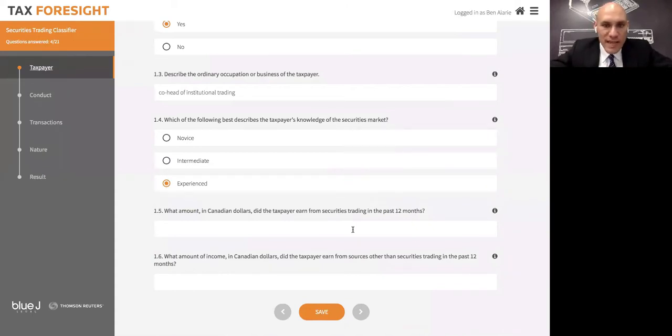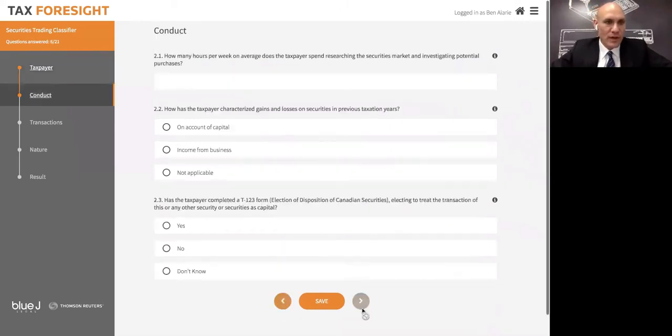What amount did the taxpayer earn from securities trading in the past 12 months? So let's pretend we're answering this for the 2009 taxation year. We'll say $550,000. What amount of income did the taxpayer earn from sources other than securities trading in the past 12 months? Well, let's say $800,000. Let's assume there's no other sources of income aside from the securities trading activities and the employment income that Mr. Foot earned. Okay, click next.